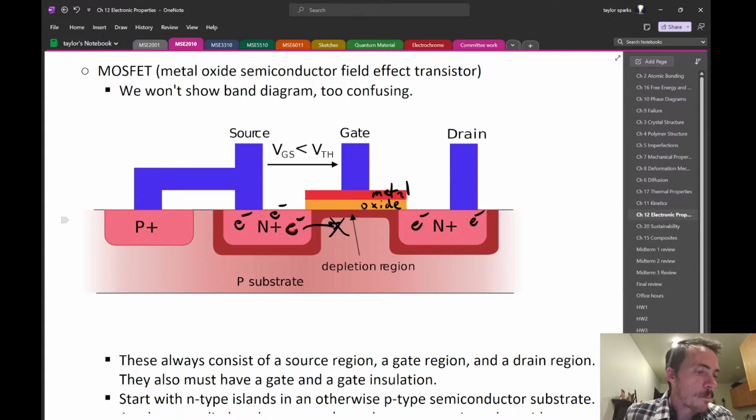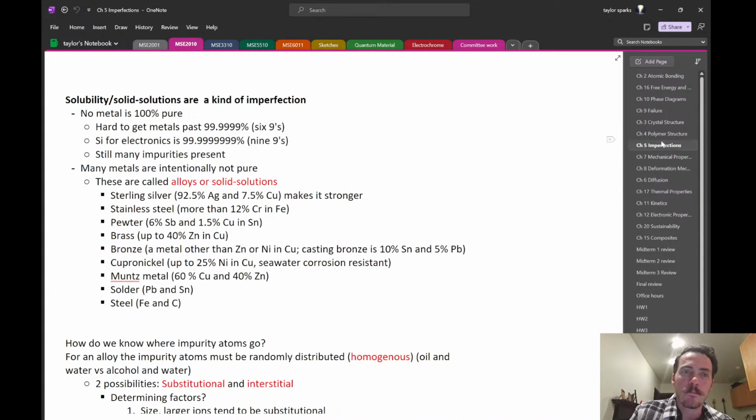Okay, can you go over alloys versus pure metals? What would we need to know about those? You can learn about those probably starting with chapter 5, imperfections.